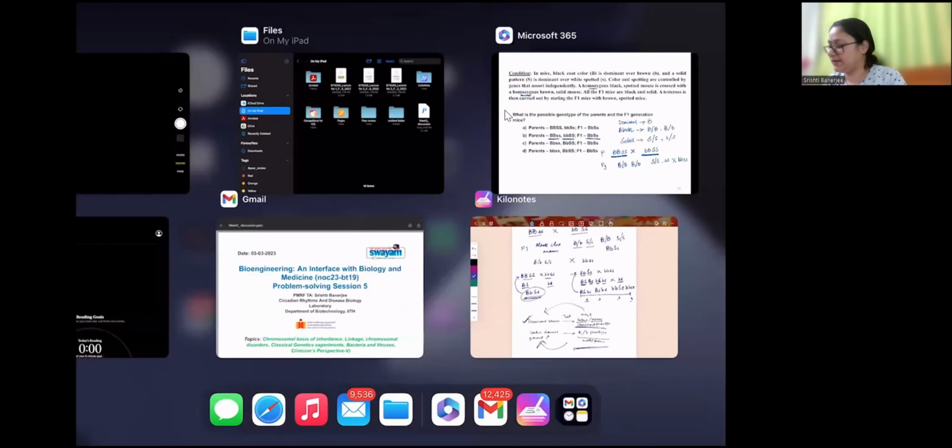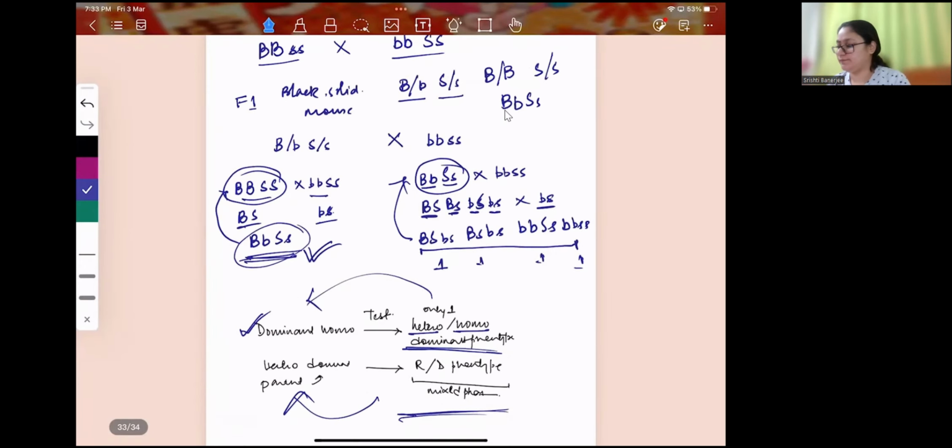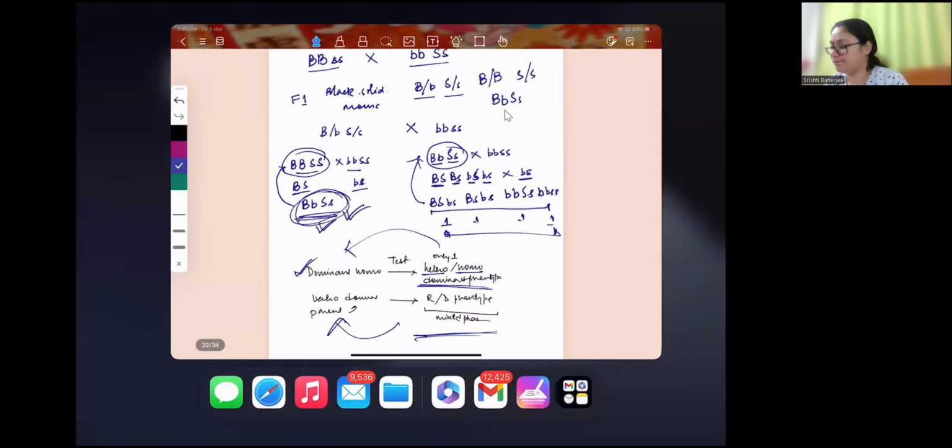Let me get back and discuss this one again. If they were completely homozygous dominant, then they will give me heterozygous genotype. But if it is a heterozygous dominant, it will give me a mixture of both hetero and homo. So what I'm getting is this one, and this is the genotype, with the different ratio in which they are present. So this will be the answer.